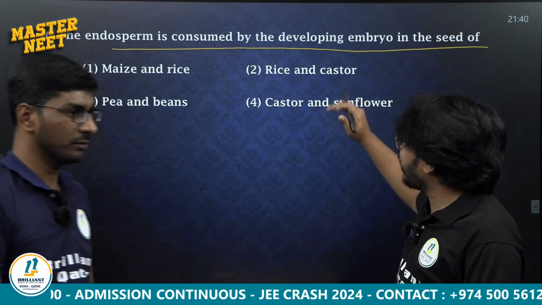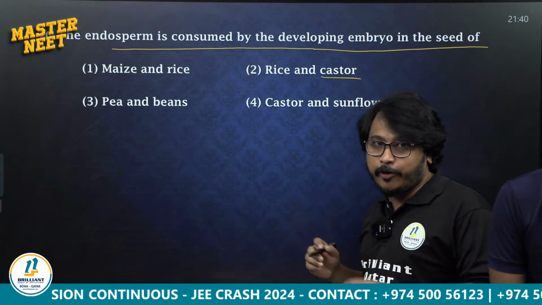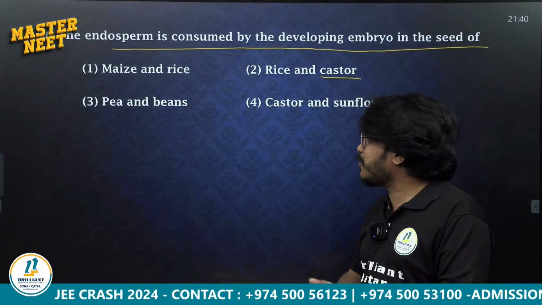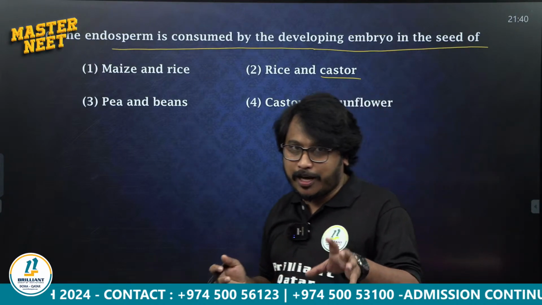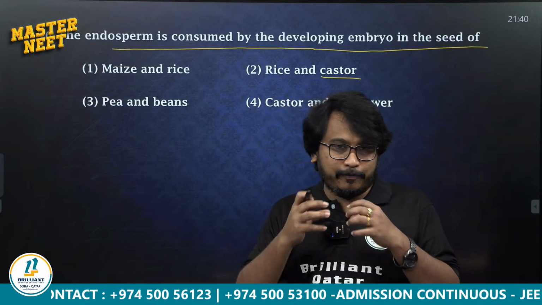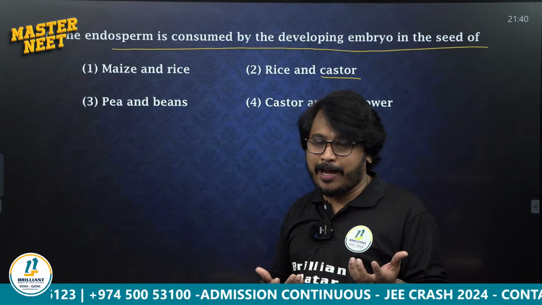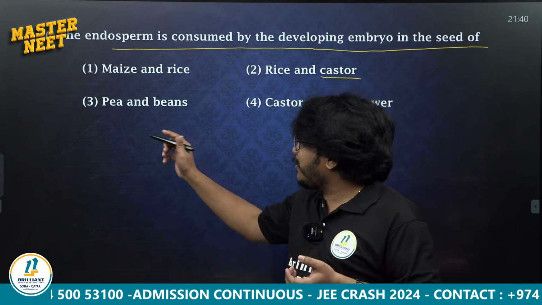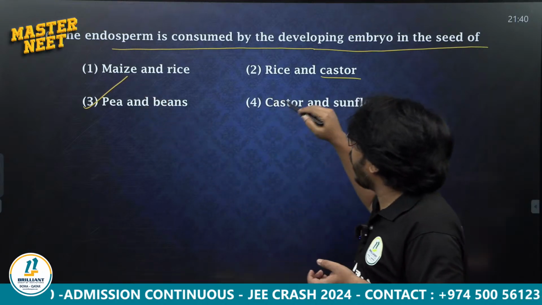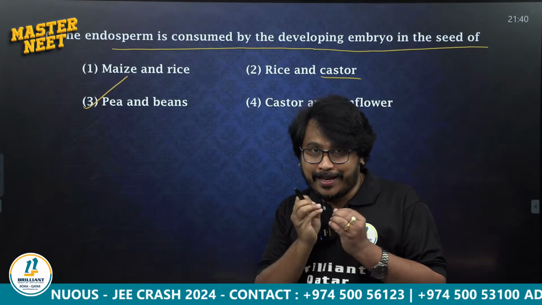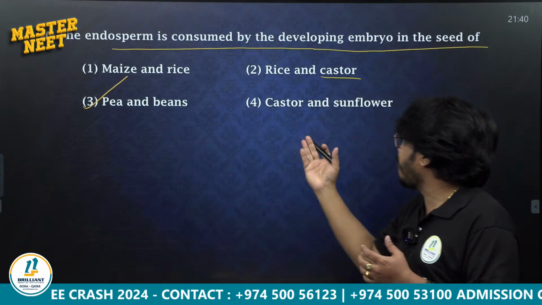Then coming to rice and castor. Castor, even though it is a dicot, you should understand it's an example of endospermous. Then pea and beans, both are dicot, and in dicots, when the embryo is developing, they will completely consume the developing endosperm. So it is an example of non-endospermous. So the question is regarding non-endospermous or exalbuminous. Example is pea and bean.